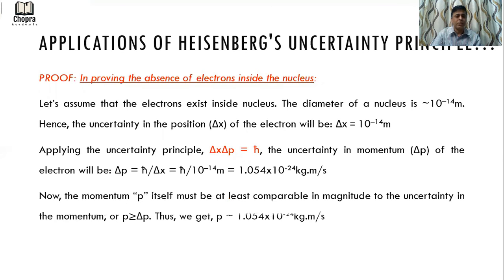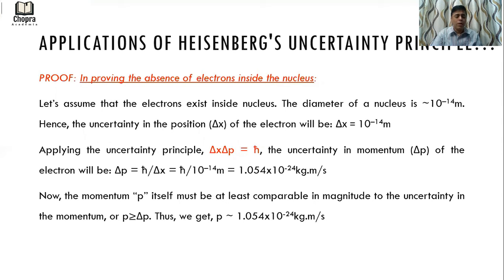Now, if delta p is this value, then the momentum itself must be at least comparable in magnitude to the uncertainty in the momentum, or p is greater than or equal to delta p. Thus, we can also say that p is almost equal to 1.054 into 10 to the power minus 24 kg meter per second. At least it should be equal to this value.